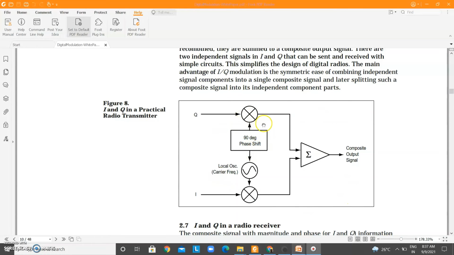I hope it is clear to you. So this comes from the IQ representation. The I value is there, and you are multiplying it by the local oscillator generated carrier waveform. You are also multiplying the Q value with the 90 degree phase shifted local oscillator generated carrier signal, and both of them are added in a summer, and this is the composite output signal which is transmitted.